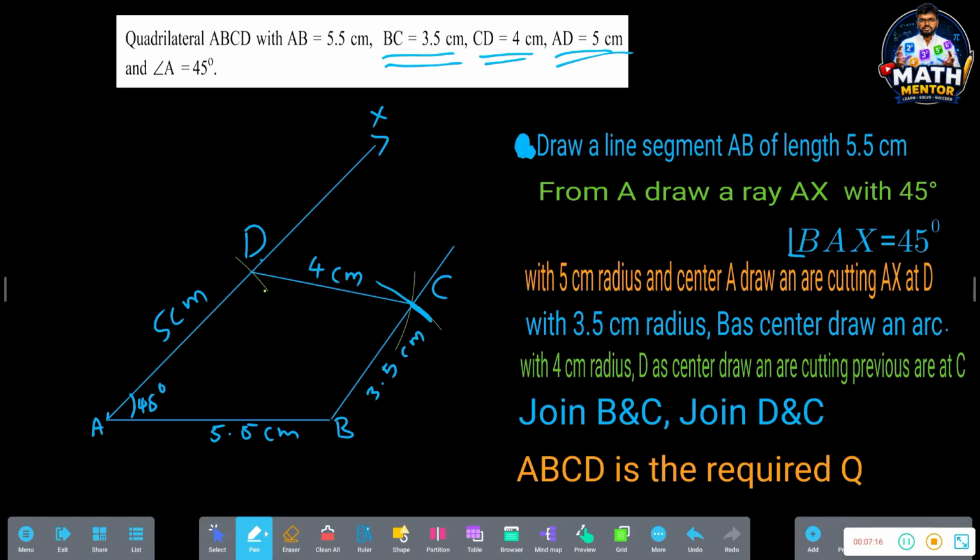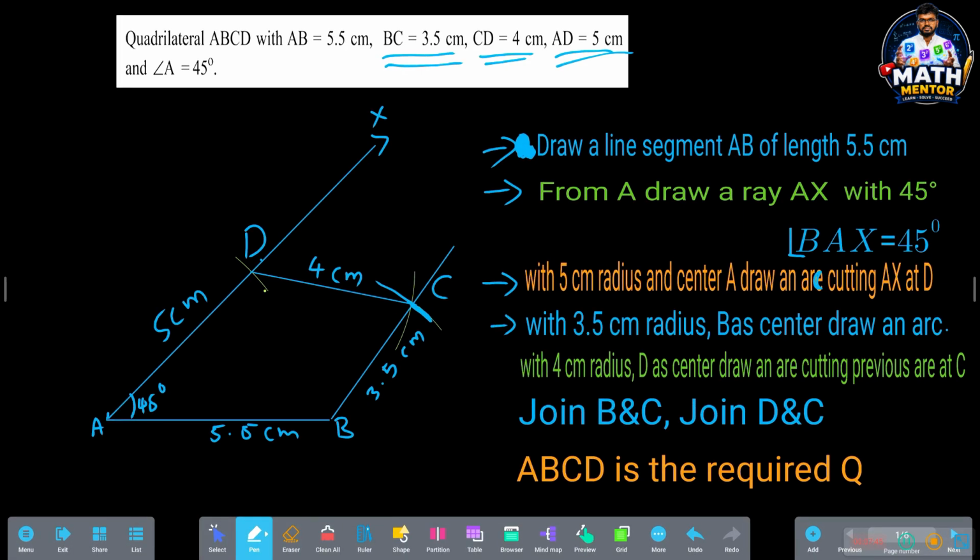In the steps of construction, first step: draw a line segment AB of length 5.5 centimeters. Second step: from A, draw a ray AX with 45 degrees, the angle BAX is equal to 45 degrees. Third step: with 5 centimeter radius and center A, draw an arc cutting AX at D.